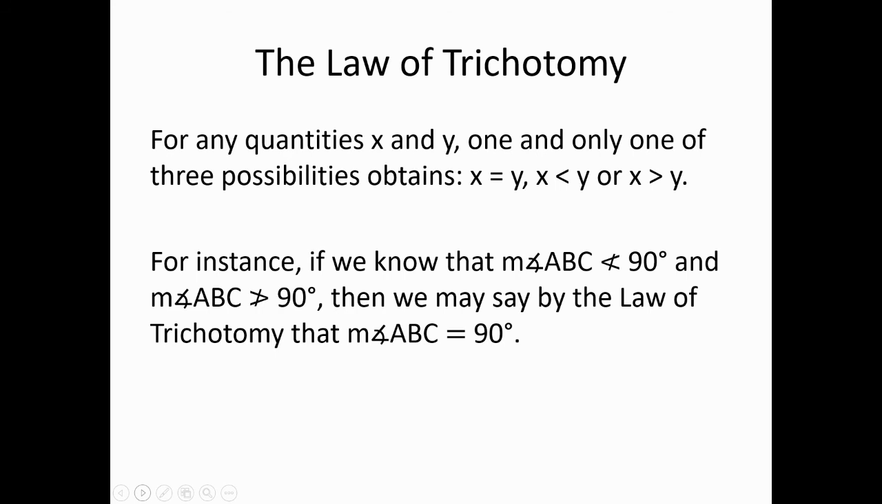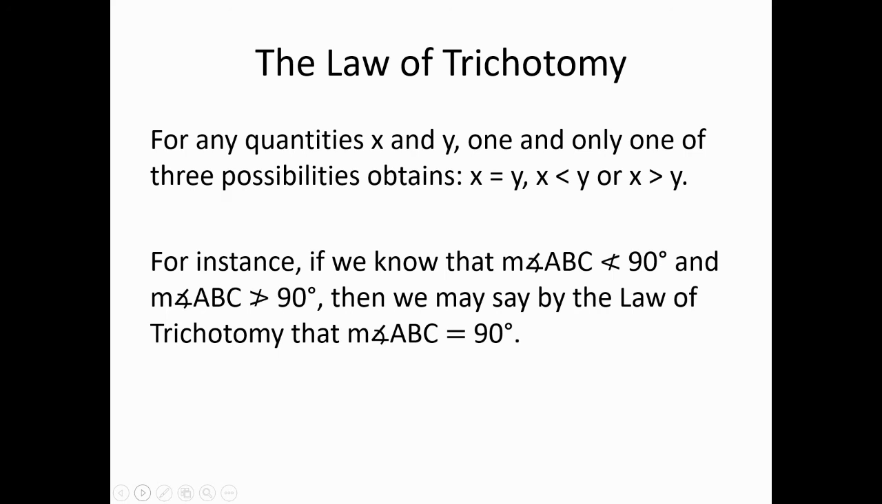Law of trichotomy. This will be key for us in many of the proofs that we give. And it says this: let us say that we have two quantities x and y. One and only one of three possibilities obtains. Either x is equal to y, x is less than y, or x is greater than y. It must be one of the three. And what that means, of course, is that if we are able to rule out two of the three, then the one that remains must be true.